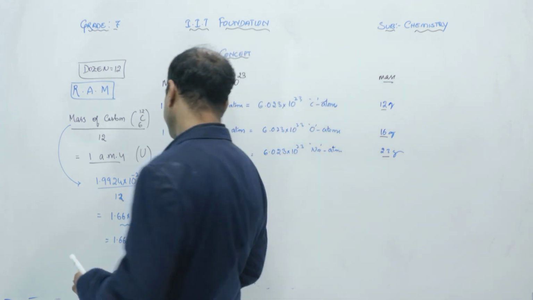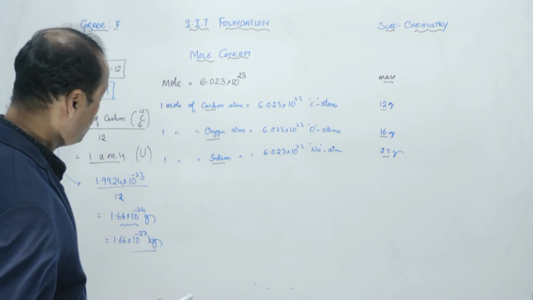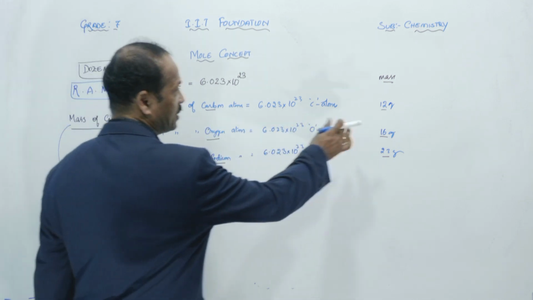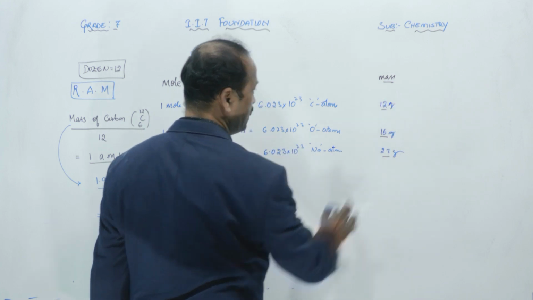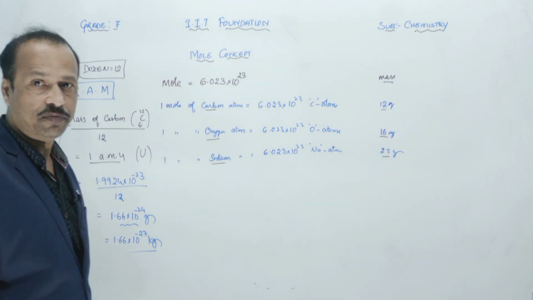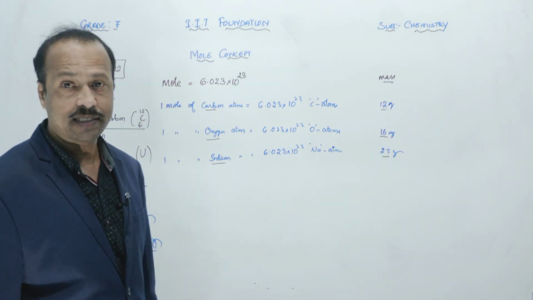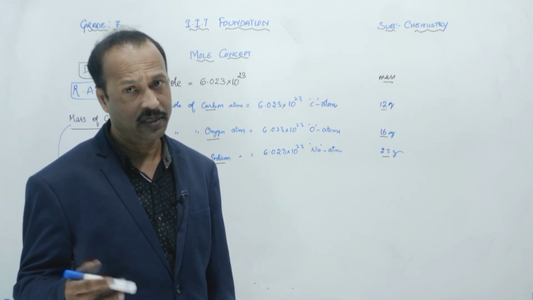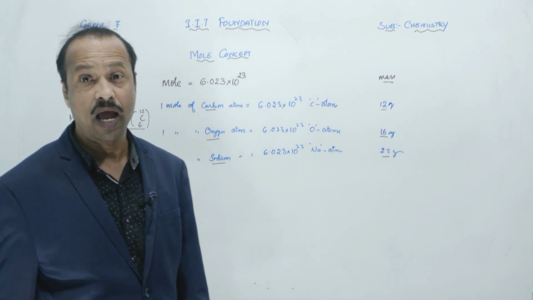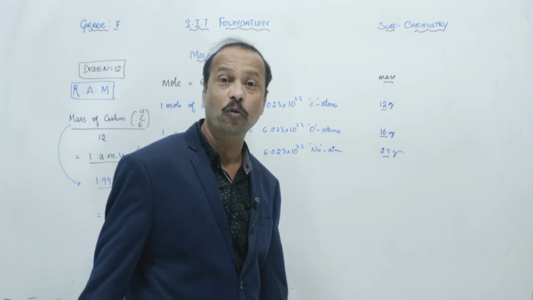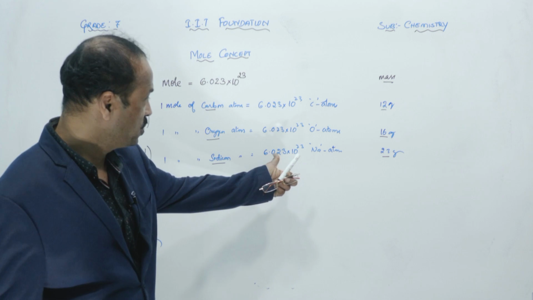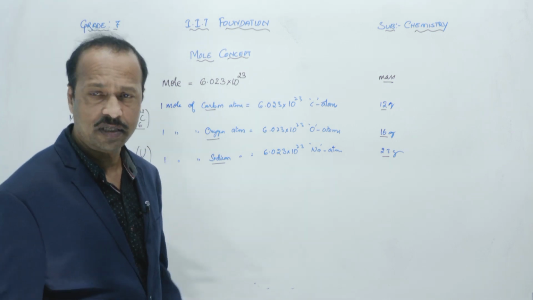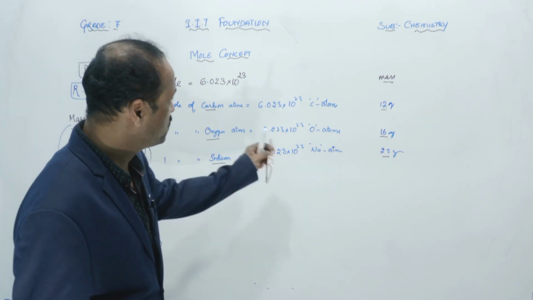So here 1 mole is nothing but its mass number in that many grams. So 1 mole of calcium, what's the mass of 1 mole of calcium? Its mass number is 40, so 40 grams. And 1 mole of calcium consists of how many atoms? 6.023 into 10 to the power 23 atoms, that is the same. Clear? So that is for atoms.